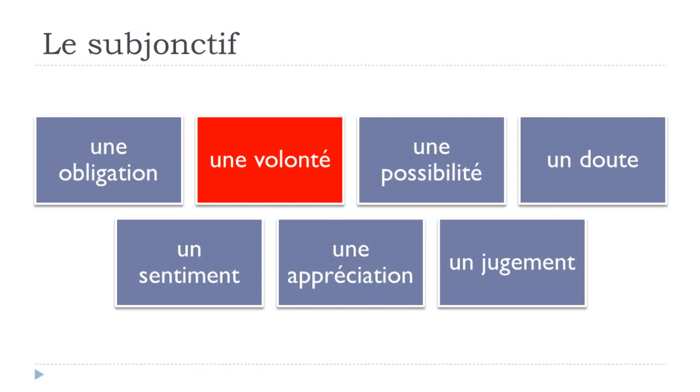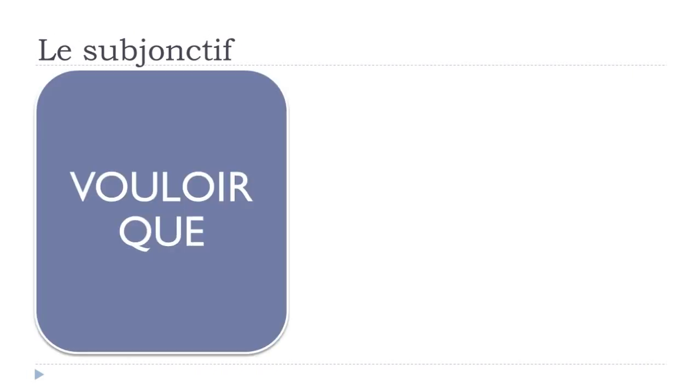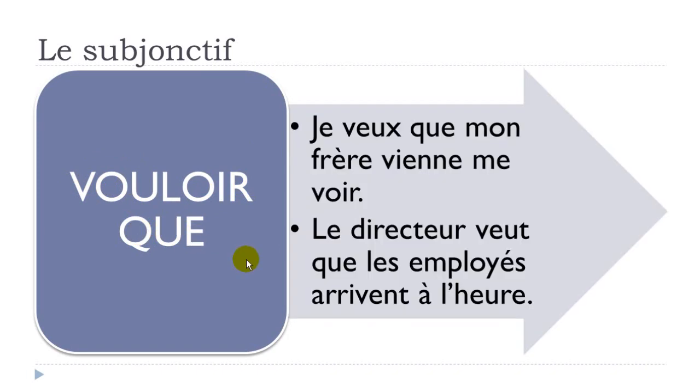So, une volonté, something you want to do. The verb that normally we tend to use is the verb vouloir, to want. Vouloir que will be followed by le subjonctif. For instance, je veux que mon frère vienne me voir. All right? Je veux que mon frère, my brother. Here you've got the subjunctive form of venir, to come, me voir, see me.